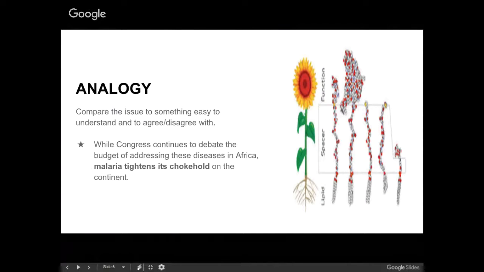So that's allusion. An analogy, okay, you've probably seen analogies in other ways. Maybe to study vocabulary, for example. But to use an analogy means that you presented your audience with a comparison. Okay? This is comparable to, or for instance, while Congress continues to debate the budget of addressing these diseases in Africa, malaria tightens its chokehold on the continent. So here, this analogy is comparing a disease, malaria, with someone strangling you. Okay, some deadly person.